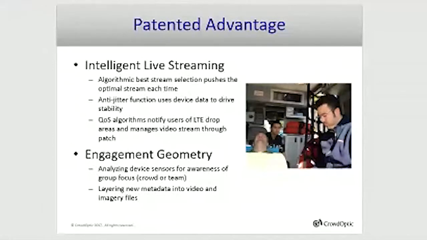So this notion of engagement geometry, where you're analyzing the device sensors for the awareness of a group, of a crowd of devices, a crowd of people, to get more granular views of incidents, more understanding in real time of what's happening by layering new metadata of this kind into video and into imagery files. It's very exciting to see the market keep up, not only in terms of connectivity, not only in terms of sensor quality, but also in terms of just the raw nature of how data is stored.